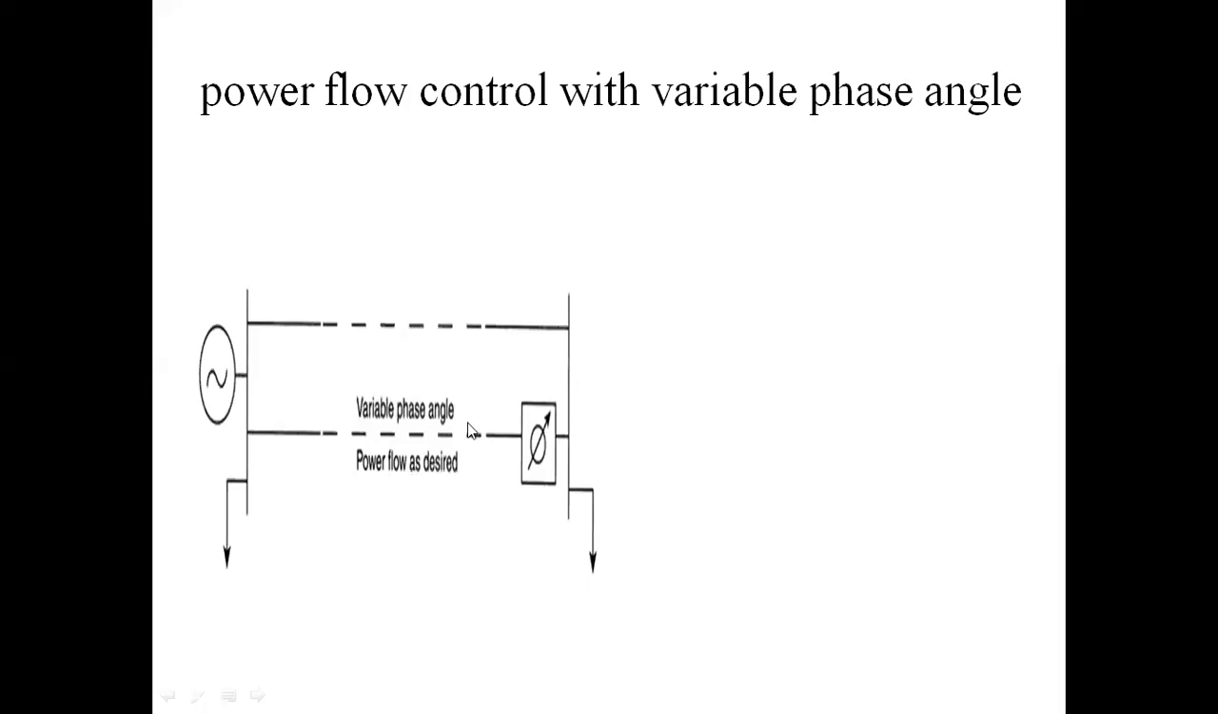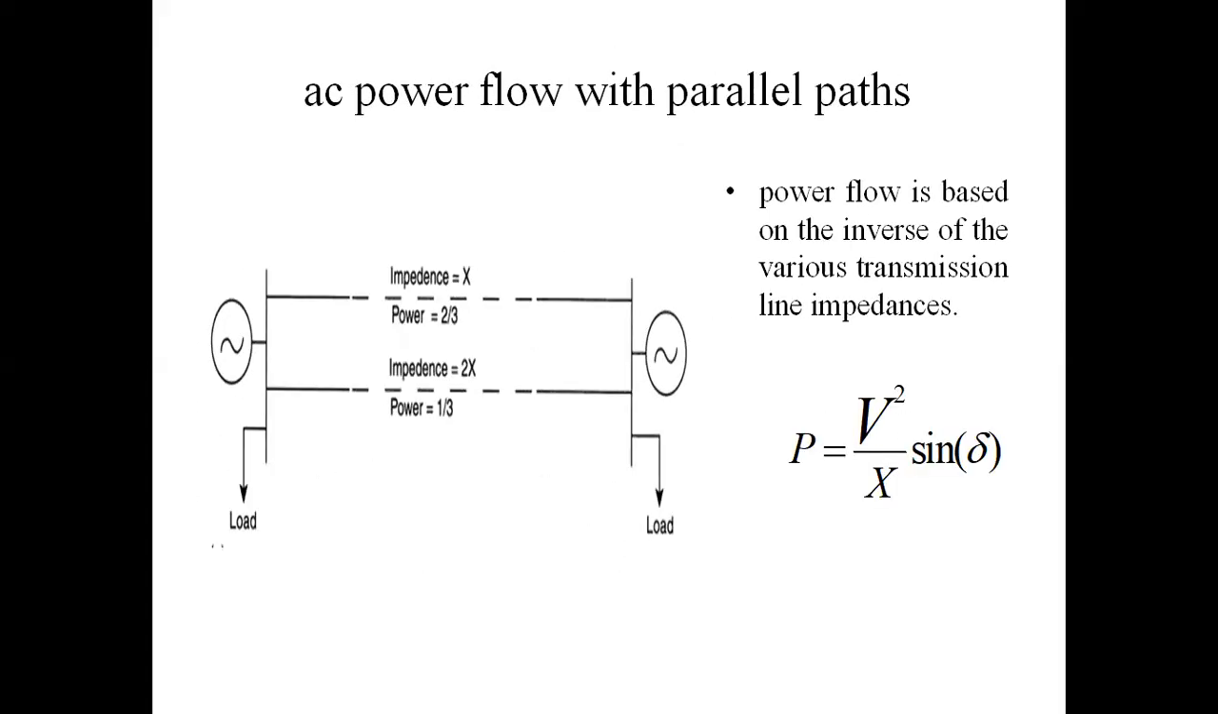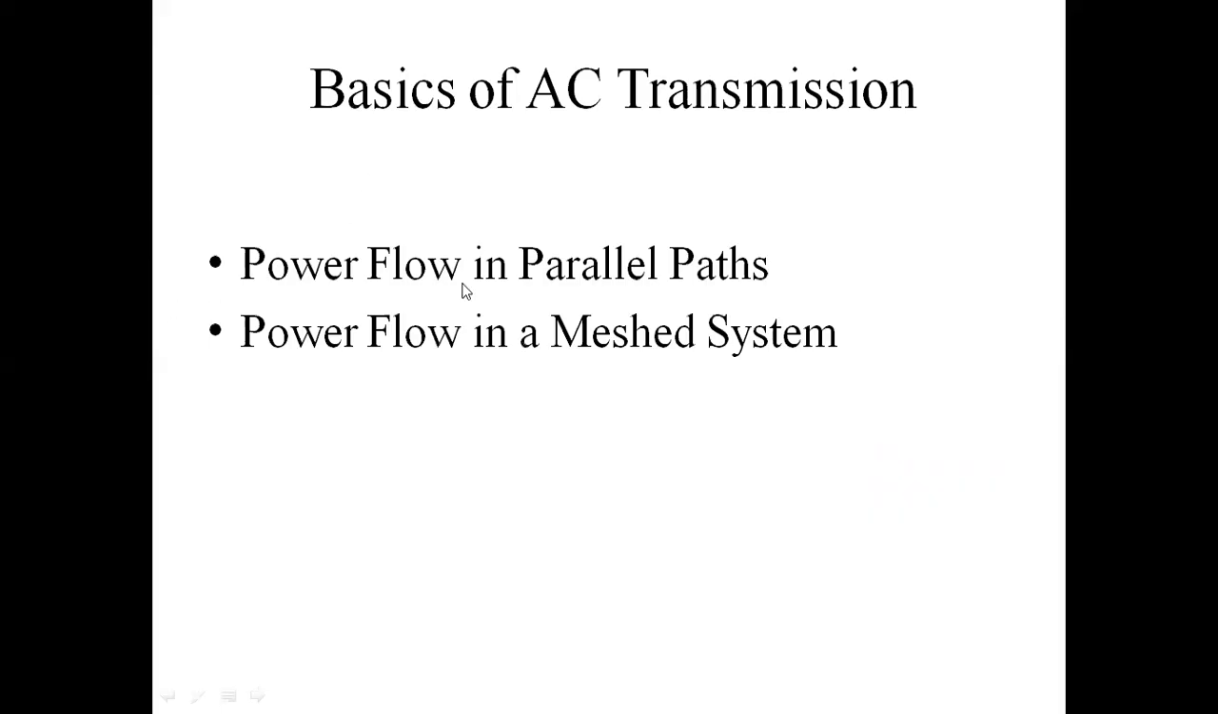These are the four types for parallel transmission lines: the first is without control, the second is HVDC transmission, the third is control with variable impedance, and the fourth is variable phase angle. These four are related to power flow in parallel transmission. Now I will explain power flow in mesh system.